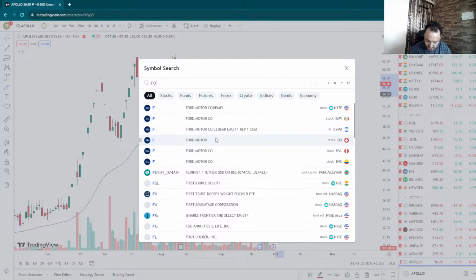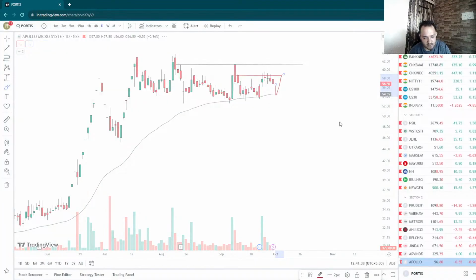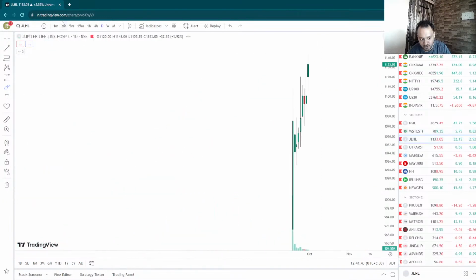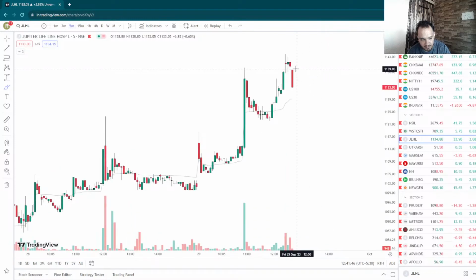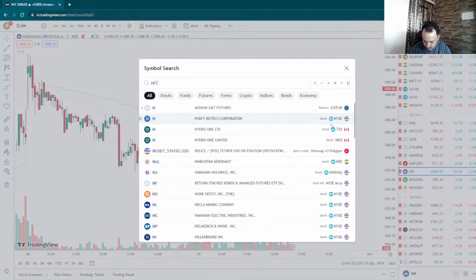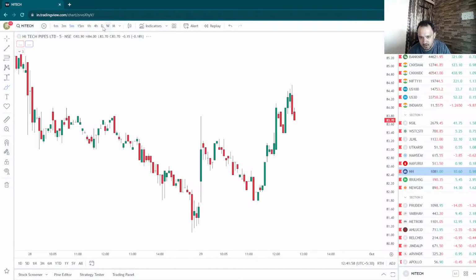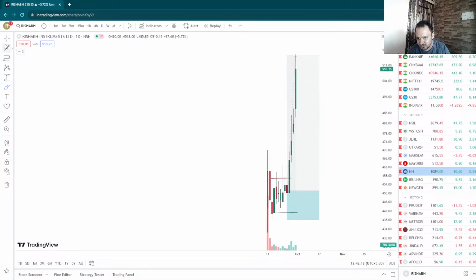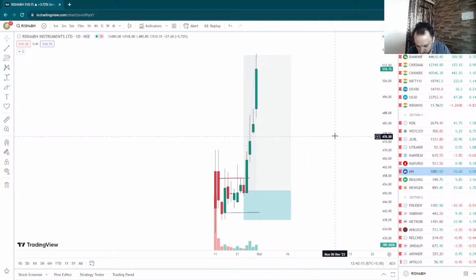All right, Fortis Healthcare. Yeah, Fortis is doing good. Hospitals are doing good. Some sort of broad-based momentum in hospitals. High-tech pipes. Again, nothing. Big supply, very volatile. Nothing here. Ishab Instruments, I've talked about it. I'm already out of it. The trade is over.